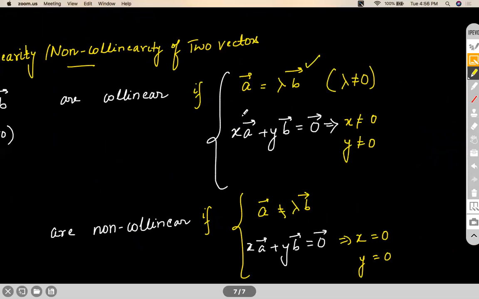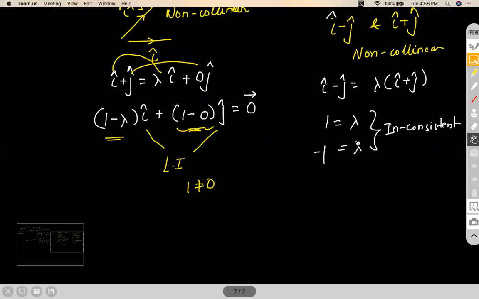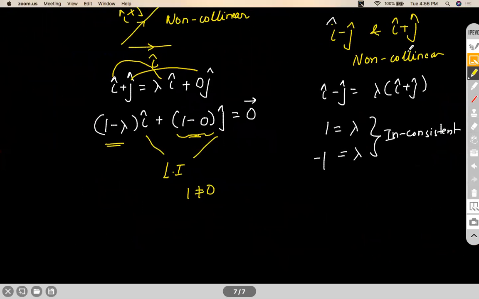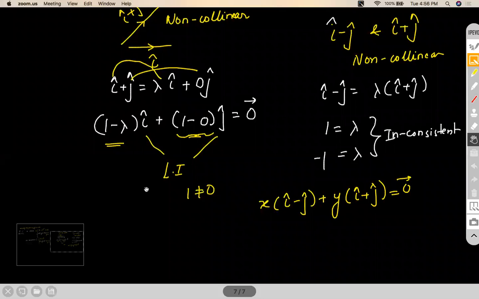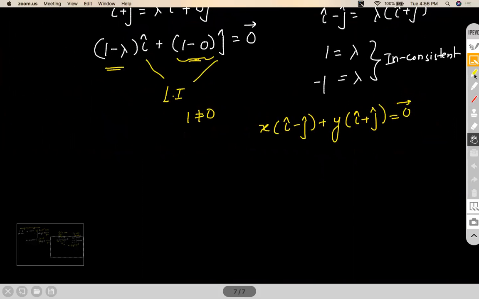Okay, now people ask me, sir, can you use this to show that these vectors are non-collinear? Yes, see what will happen. You know they are non-collinear, right? So if you do X times one plus Y times the other and try to equate it to null, you would realize that the only solution you will get is X is 0, Y is 0. Let's check. Does it come out like that?